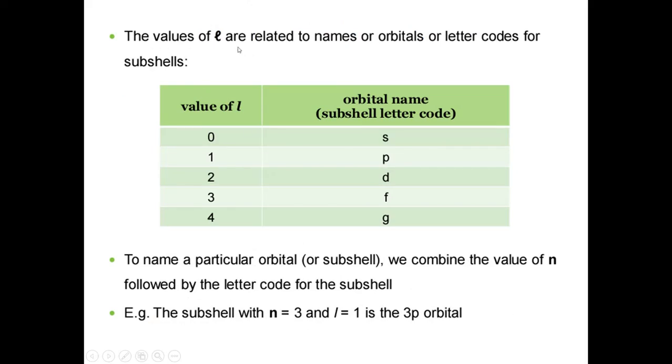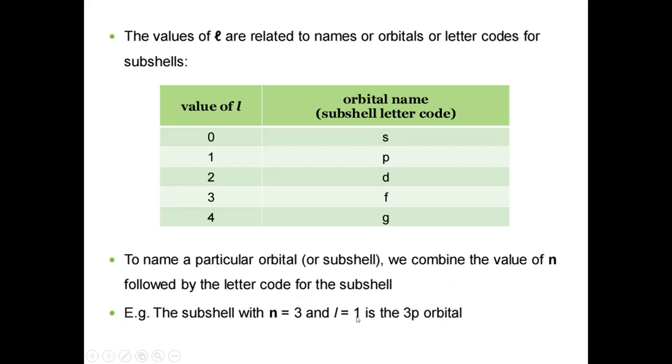And then the values of L are related to the name of the orbital, or letter codes for the subshell. Kalau L equal to 0, maksudnya orbital dia is subshell letter code S. If L equal to 1, this one is P. 2 is D. 3 is F. 4 is G. To name a particular orbital or subshell, we combine the value of N followed by the letter code for the subshell.